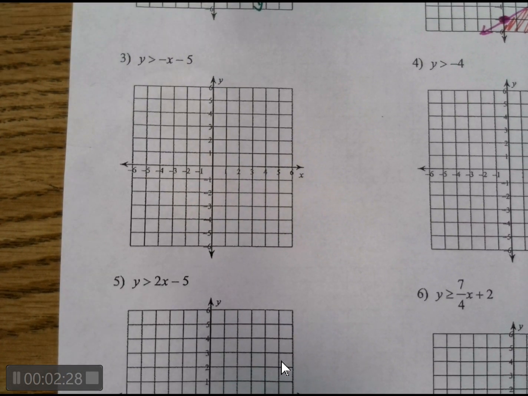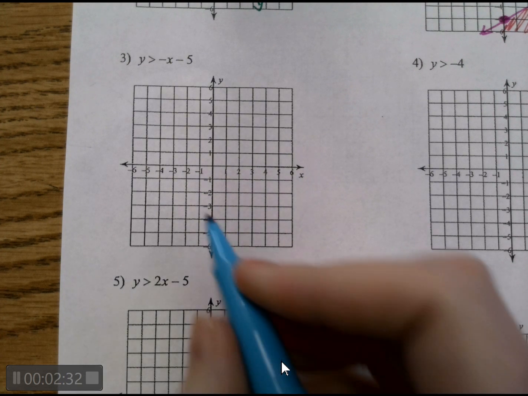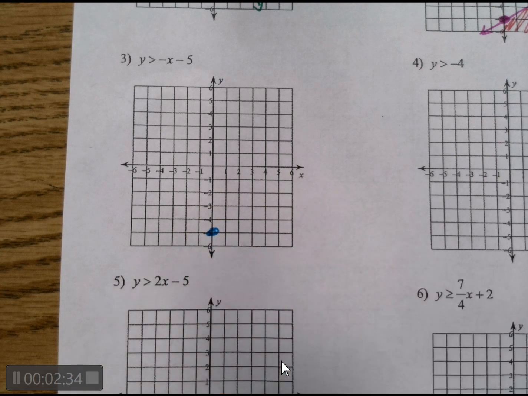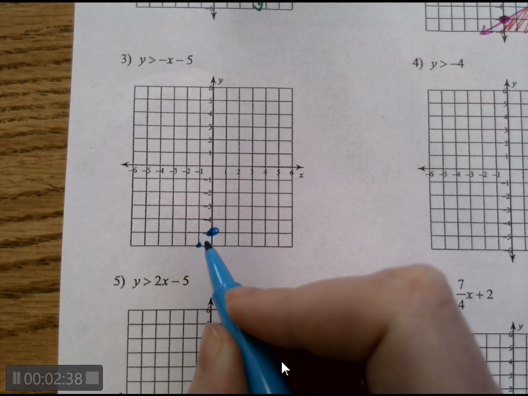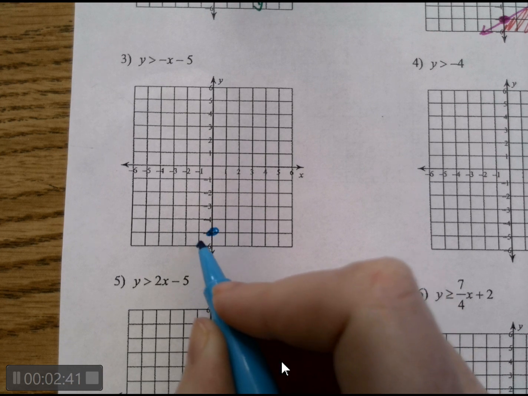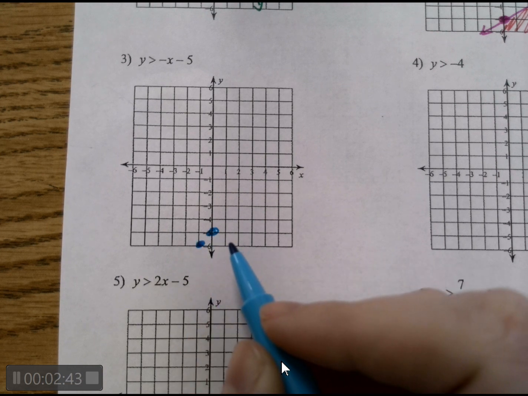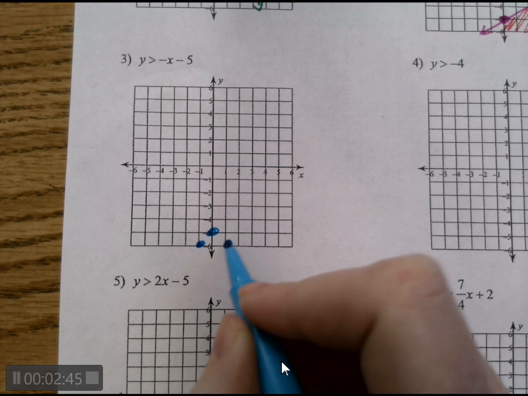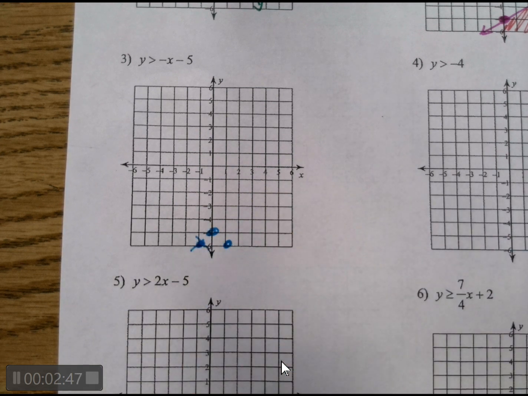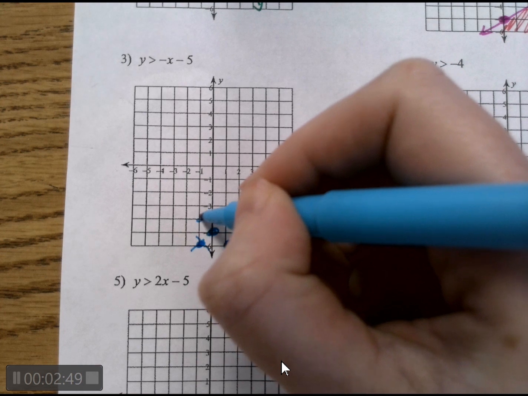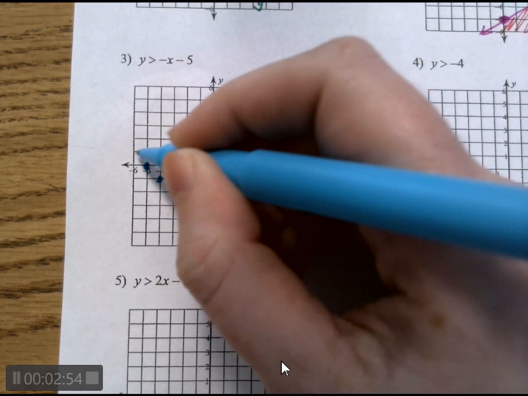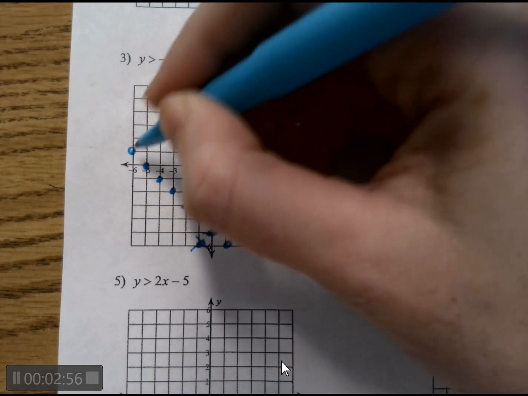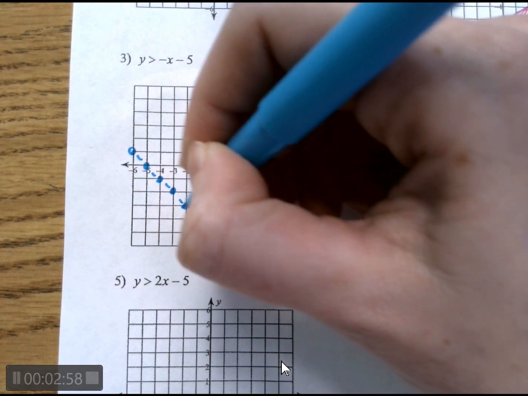For number 3, y is greater than negative x minus 5. So go down to negative 5. And then we can go down 1, to the left 1. Wait, no, I'm sorry, down 1 to the right 1. That's a bad point. Okay, and then we can go up 1, to the left 1. Okay, and then we make our dash marks.